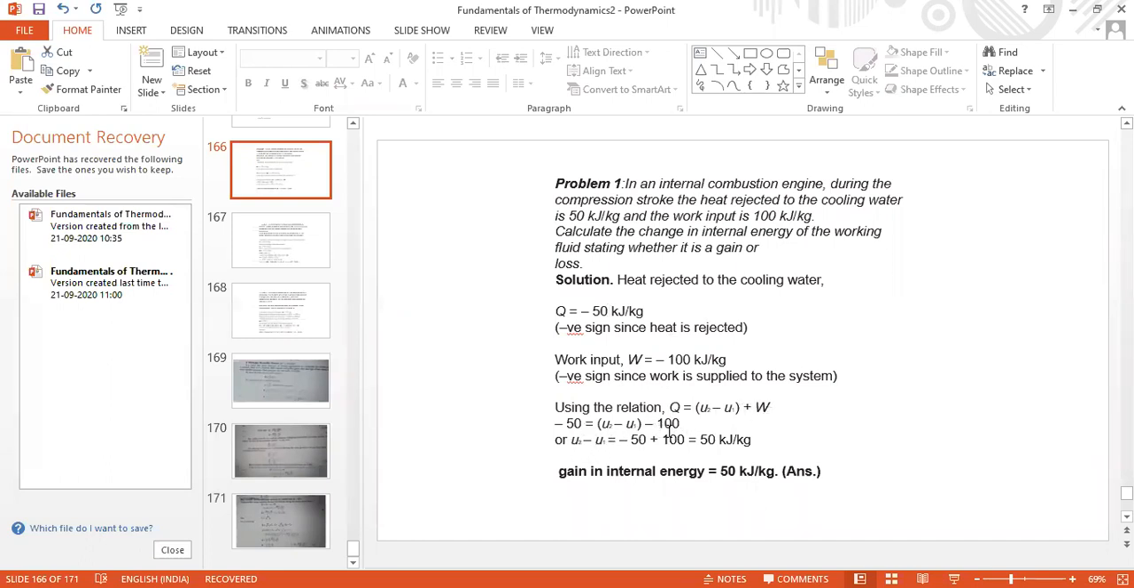After doing this, U2 minus U1 is calculated. Because this is positive, that means final internal energy minus initial internal energy is positive. There is gain in internal energy. Calculate the change in internal energy of the working fluid, stating whether it is a gain or loss. If U2 minus U1 is positive, we can say gain in energy. And if this is negative, we can say that it is loss in internal energy.